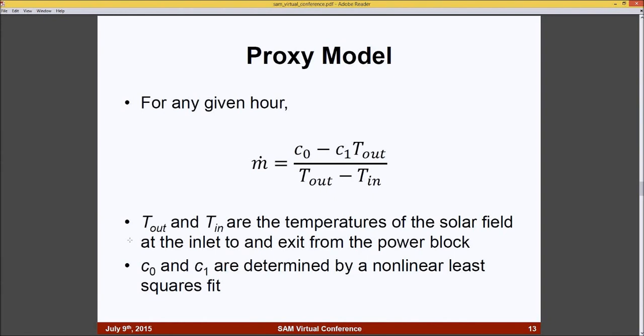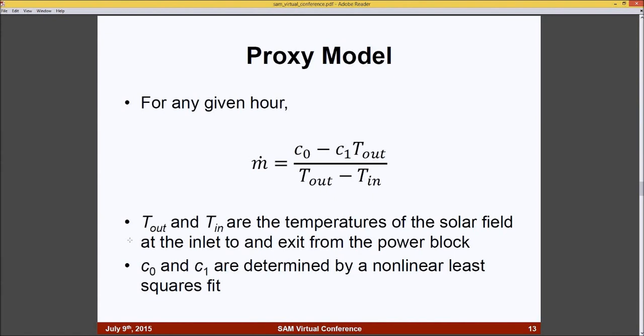Okay, so the proxy model that we came up with has a simple functional form. The mass flow rate of the heat transfer fluid is equal to C0 minus C1 times the outlet temperature of the solar field, divided by the temperature difference between the outlet and inlet side of the solar field. Now what's important here is that this is for 1 hour of 1 day of the year. So you'd have to repeat this model for every independent hour. That's why you don't see terms like irradiation or ambient temperature or wind speed, because these are all built into these C0 and C1 coefficients.